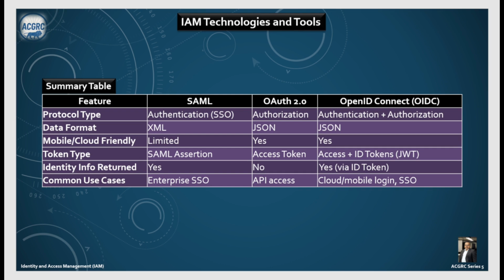From a mobile and cloud-friendly perspective, it's limited in SAML, and OAuth and OpenID are friendly to cloud and mobile. The token type in SAML is a SAML assertion, OAuth is an access token, and OpenID is an access token plus ID token. Common use case for SAML is enterprise SSO, OAuth is API access, and OpenID is cloud and mobile login and SSO.